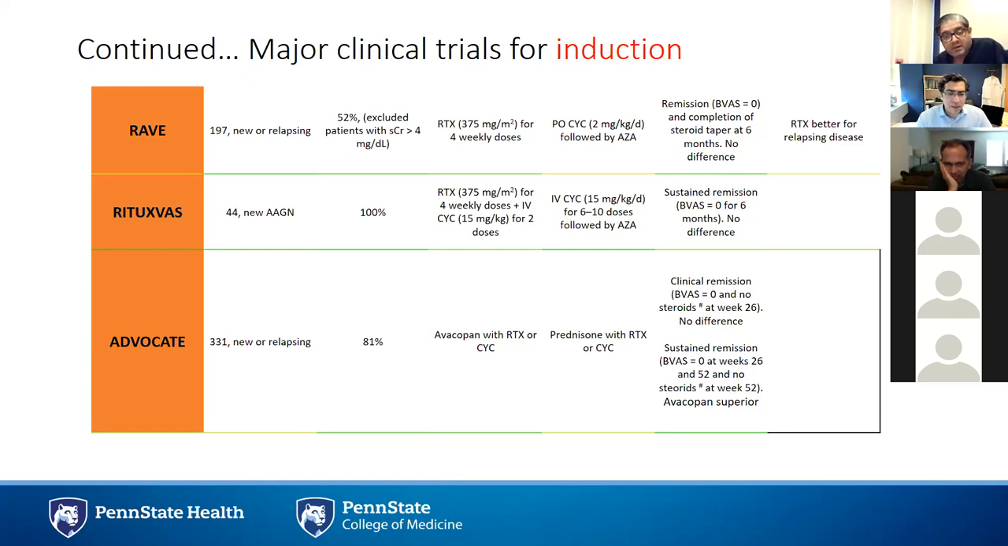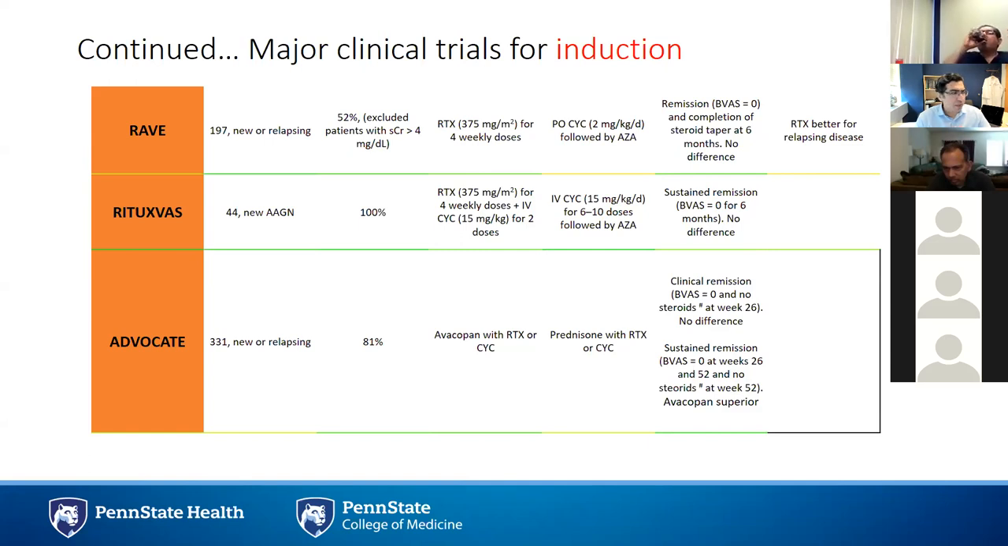More recently, another major trial, they call it ADVOCATE, 331 patients. In this trial, this new drug, avacopan, as Dr. Aga mentioned, is a complement drug. This was given with rituximab or cyclophosphamide, and the control arm was prednisone with rituximab or cyclophosphamide. And with this drug, in clinical remission, there was no difference. And in sustained remission, the new drug, avacopan, was superior.